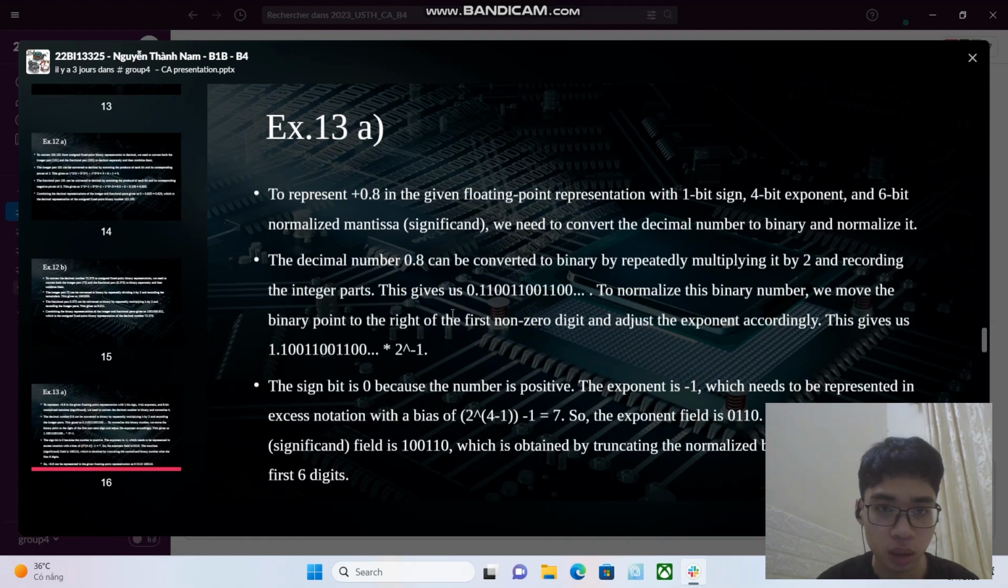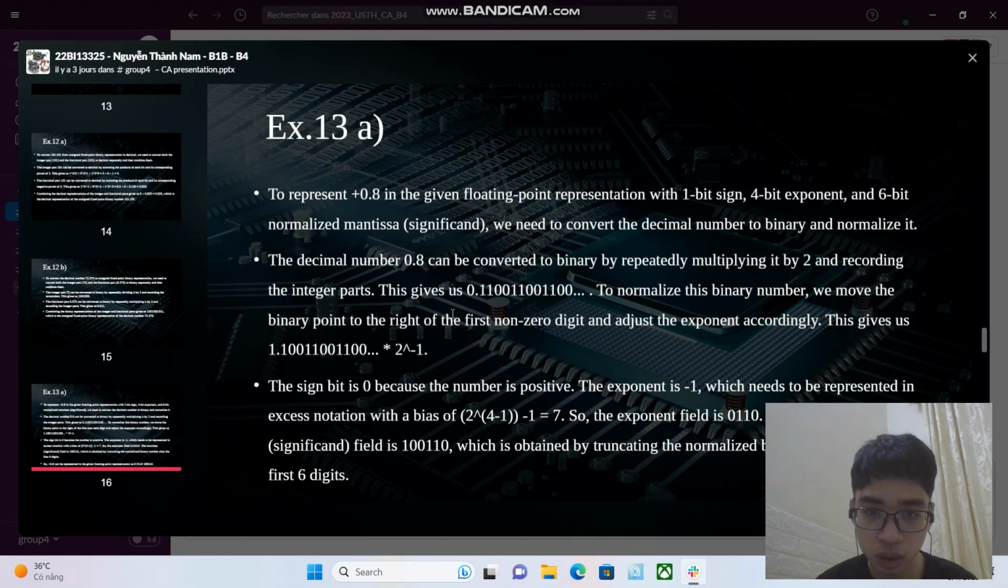Exercise 30. To represent the positive number 0.8 in a given floating point representation with 1 bit sign, 4 bit exponent, and 6 bit normalized mantissa, we need to convert the decimal number to binary and normalize. The decimal number 0.8 can be converted to binary by repeatedly multiplying it by 2 and recording the integer part.